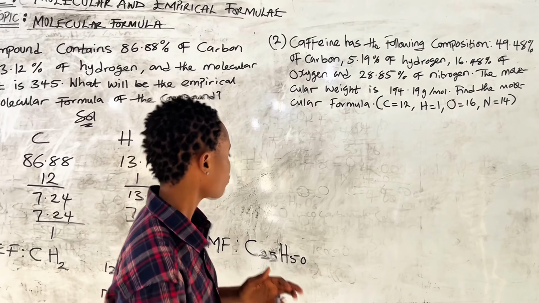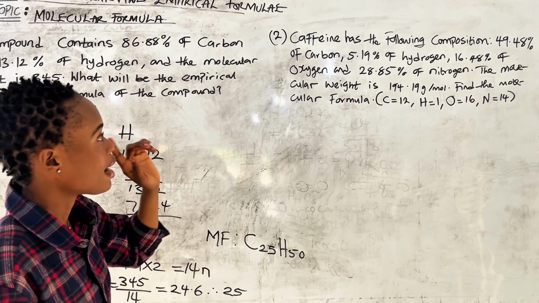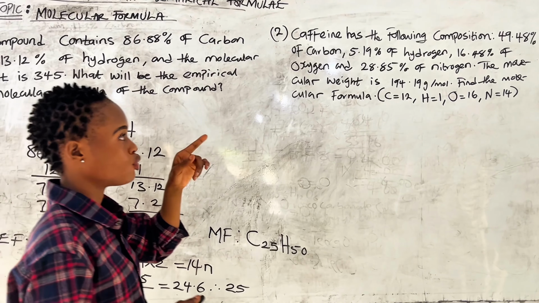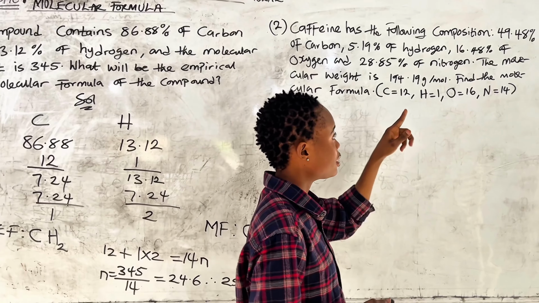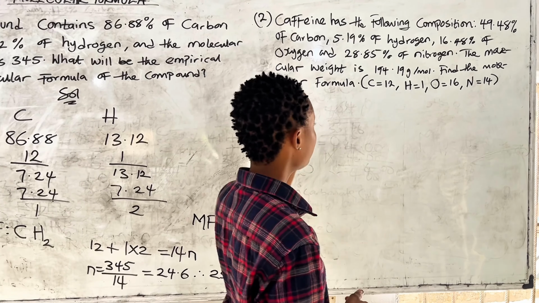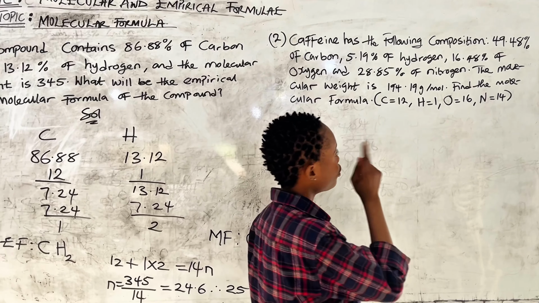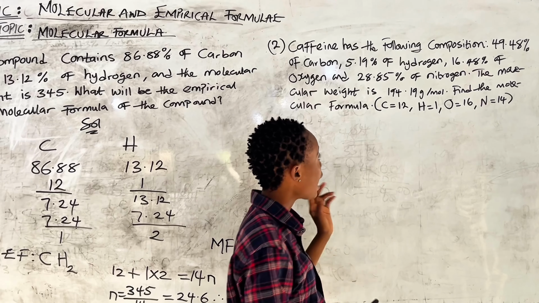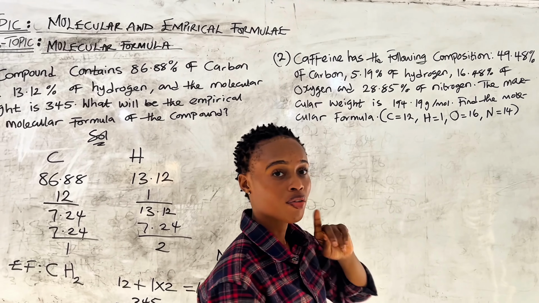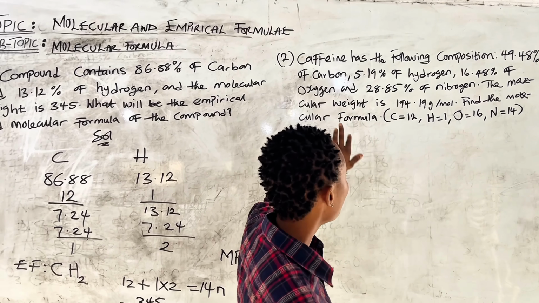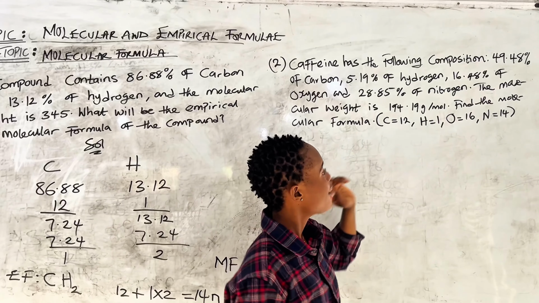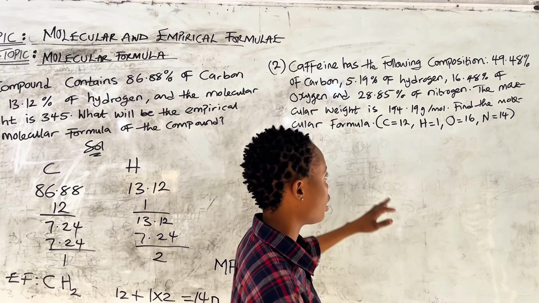Number 2. So the question says, caffeine has the following composition. We have 49.48% of carbon, 5.19% of hydrogen, 16.48% of oxygen, and 28.85% of nitrogen. The molecular weight is 194. Find the molecular formula of this compound.